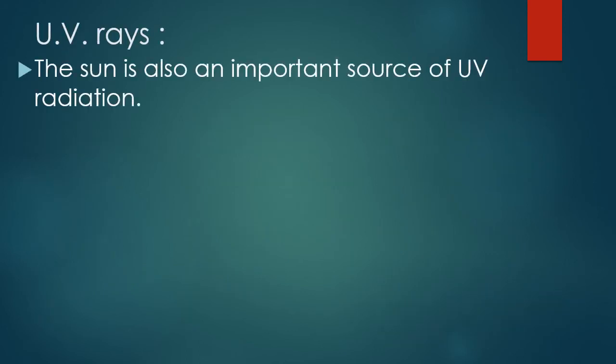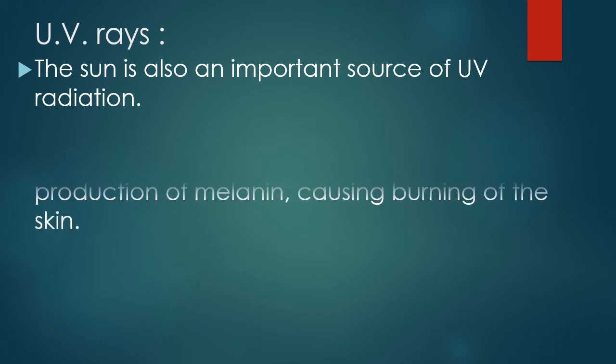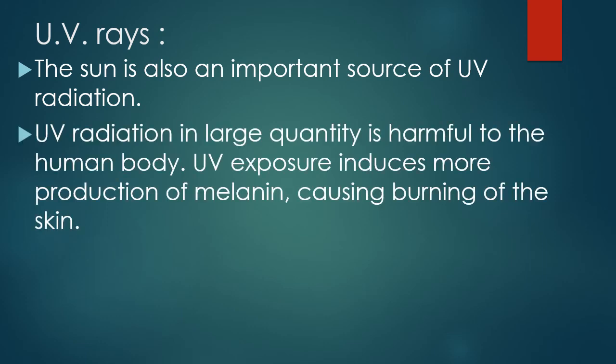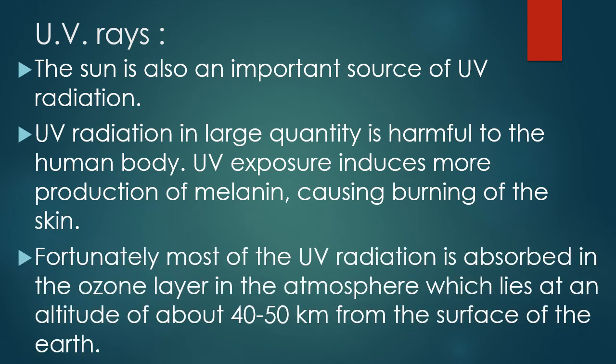The sun is an important source of UV radiation. UV radiation in large quantity is harmful to the human body. UV exposure induces more production of melanin, causing burning of the skin. Fortunately, most of the UV radiation is absorbed in the ozone layer in the atmosphere, which lies at an altitude of about 40 to 50 km from the surface of Earth.